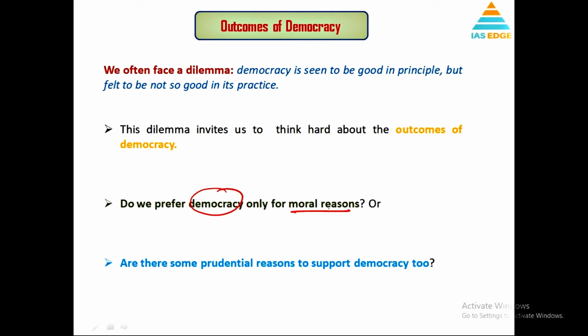It provides method to resolve conflict, because in a democracy you have to find a meeting ground. People make mistakes, but it also gives you a scope to resolve the mistakes. So these are the points that we discussed. Now let's take it forward.